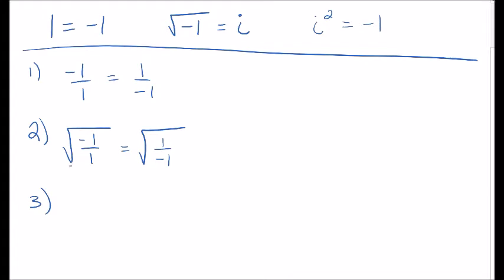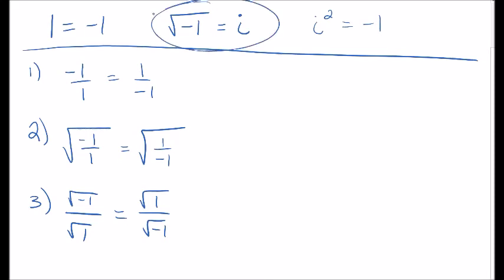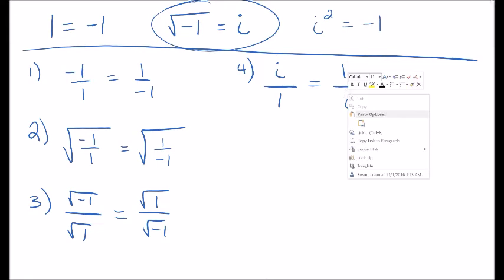Step 3 here, I'm simply going to make this the square root of negative 1 over the square root of 1 equal to the square root of 1 over the square root of negative 1. And now, based on what I said before, we know that the square root of negative 1 is equal to i. So step 4 here, this square root of negative 1 right there is the same thing as i. And we know the square root of 1 is simply 1. And then on the other side, we'll also have this becomes 1 over, and then again we have the i.